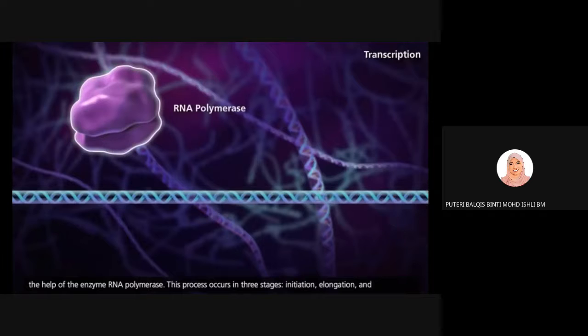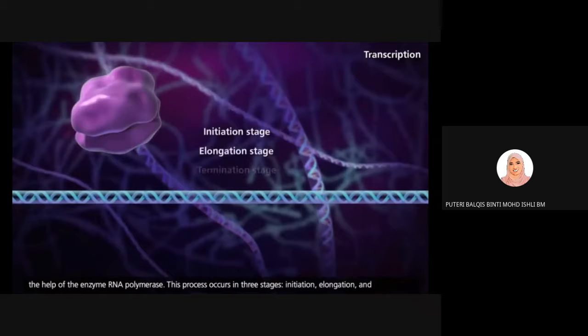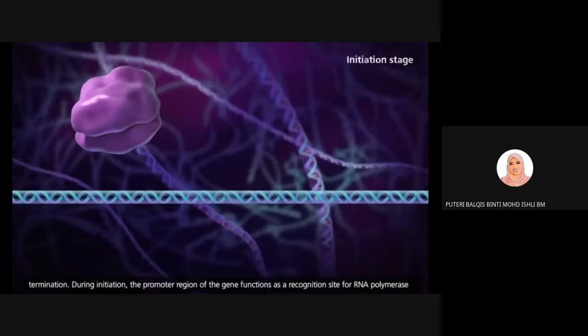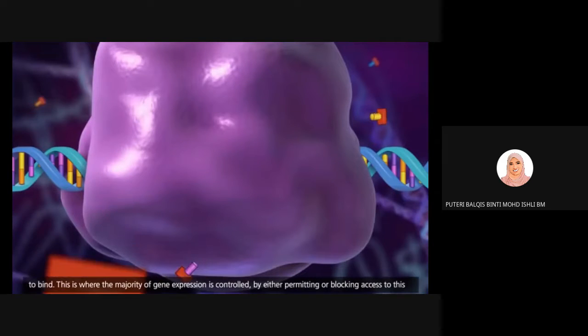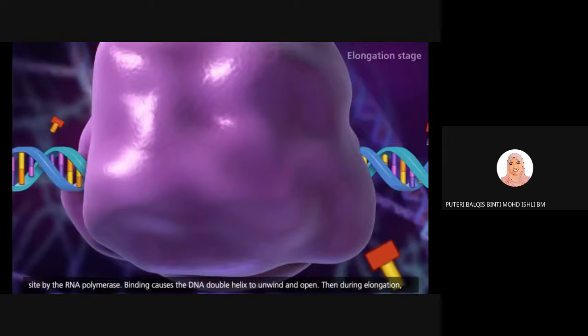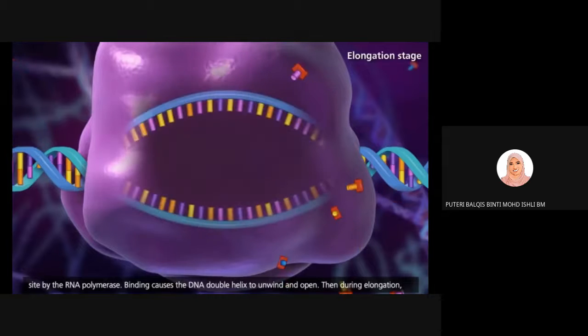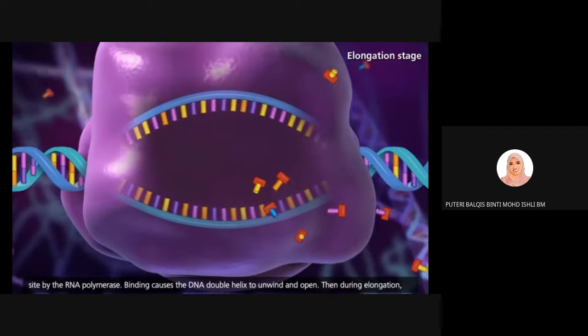So we have RNA polymerase. It will bind to the promoter during initiation. So during initiation, you can see that it will bind to the promoter region. So when it bind, it will unwind the double helix. Maksudnya dia akan buka dia punya double helix. Dia akan buka menjadi bentuk macam ni, replication bubble.